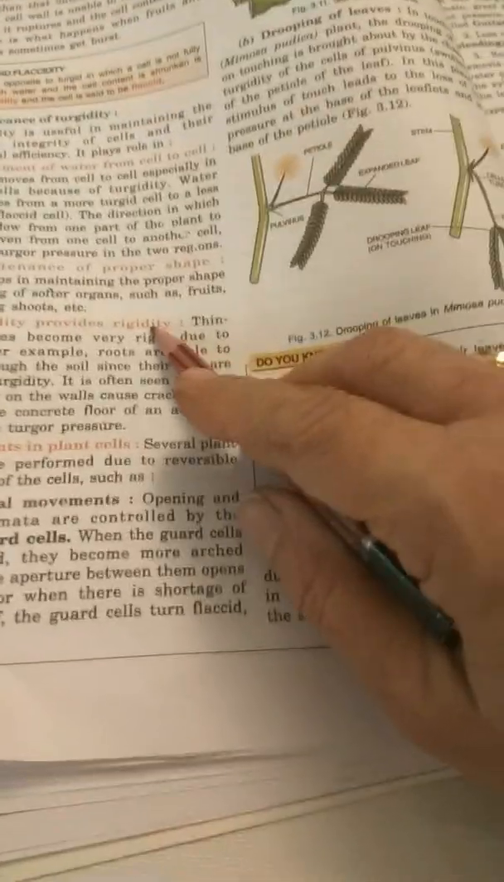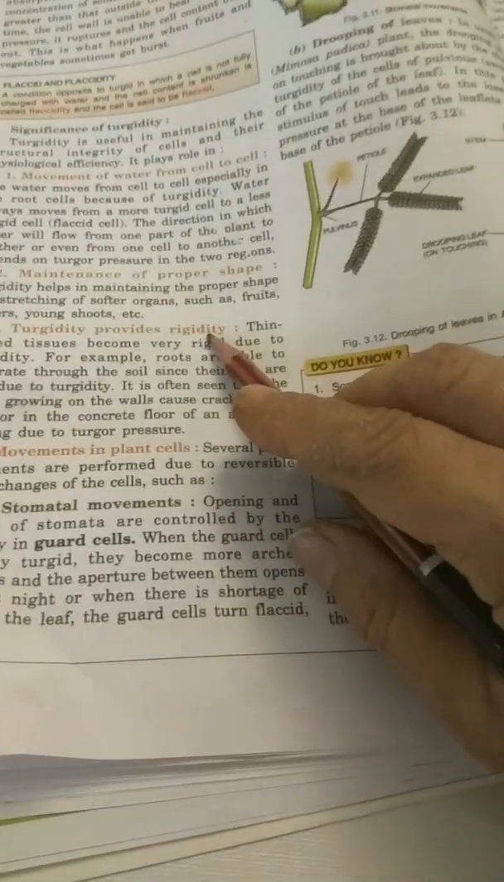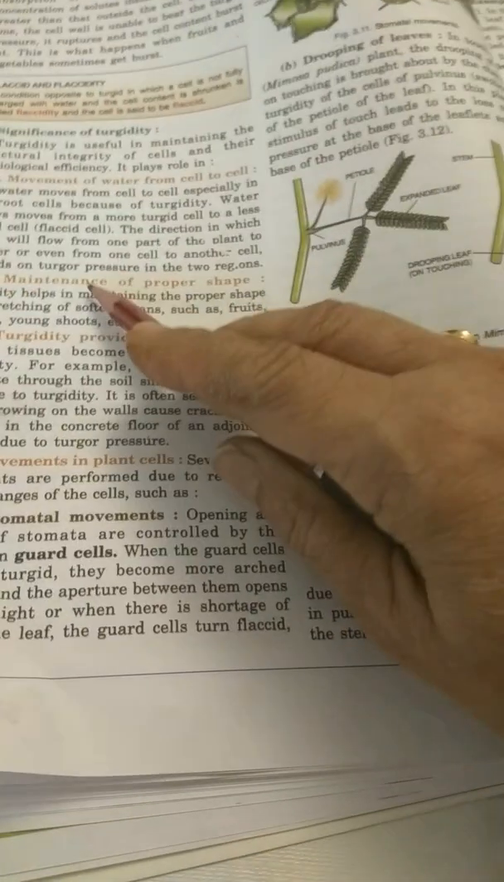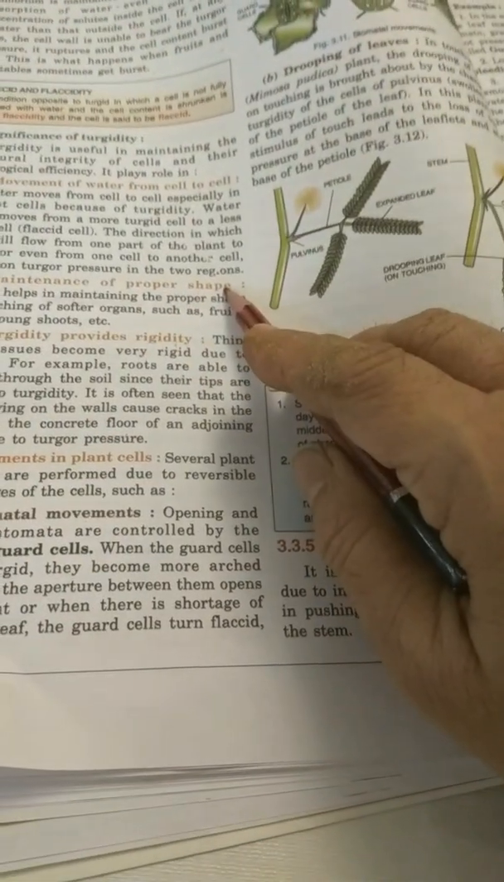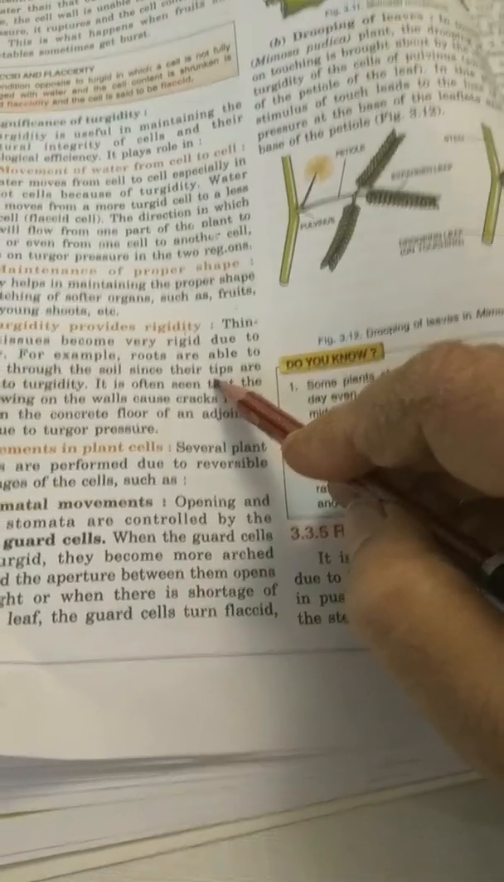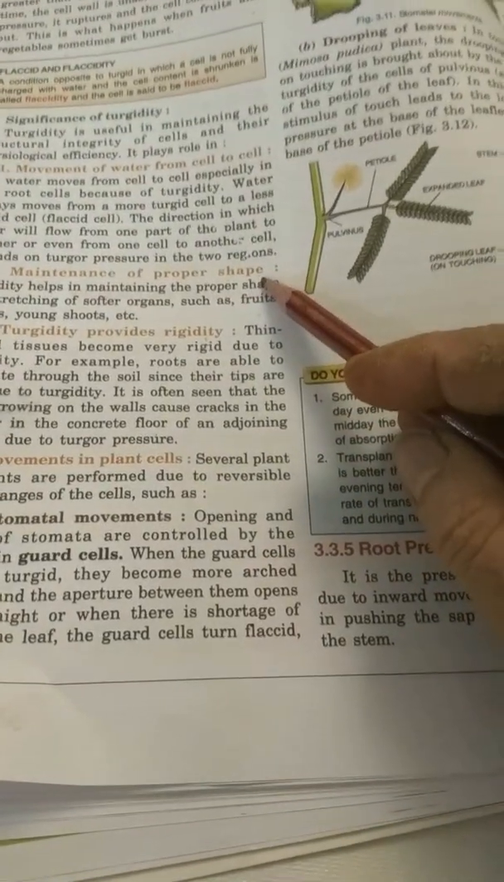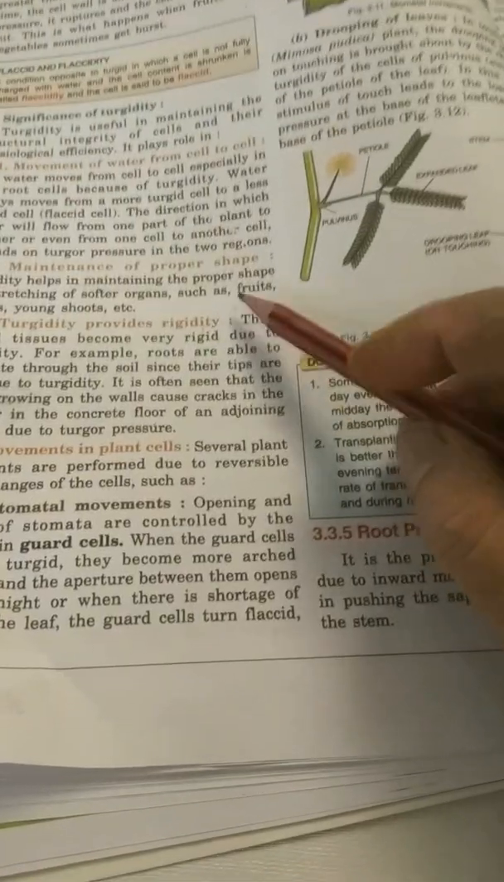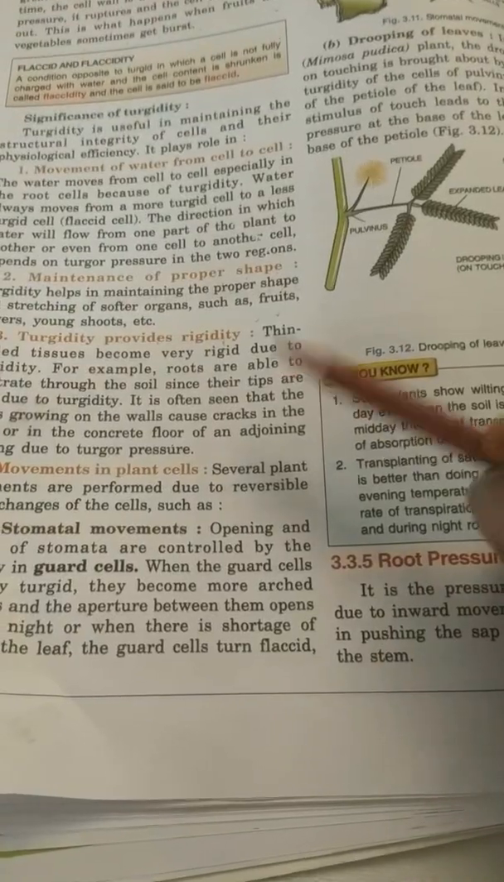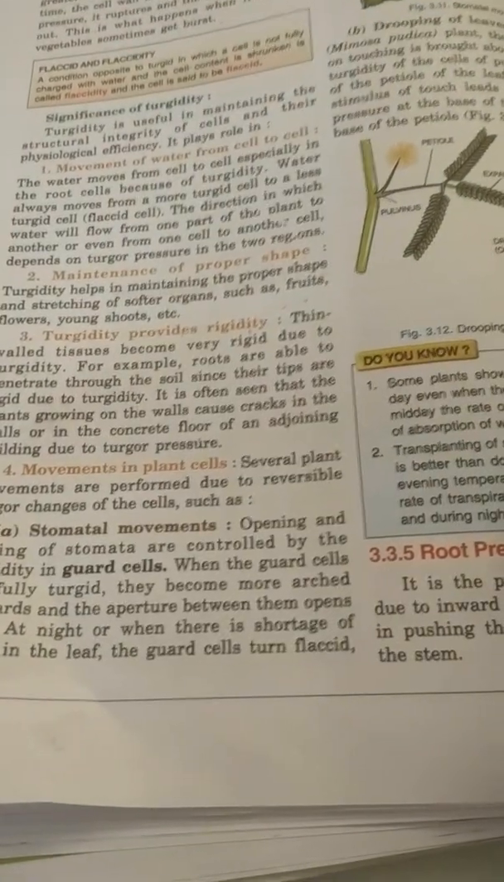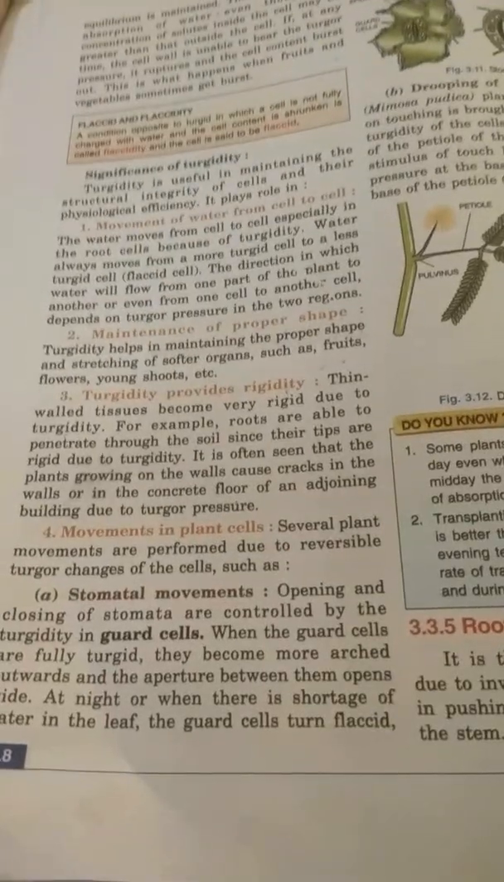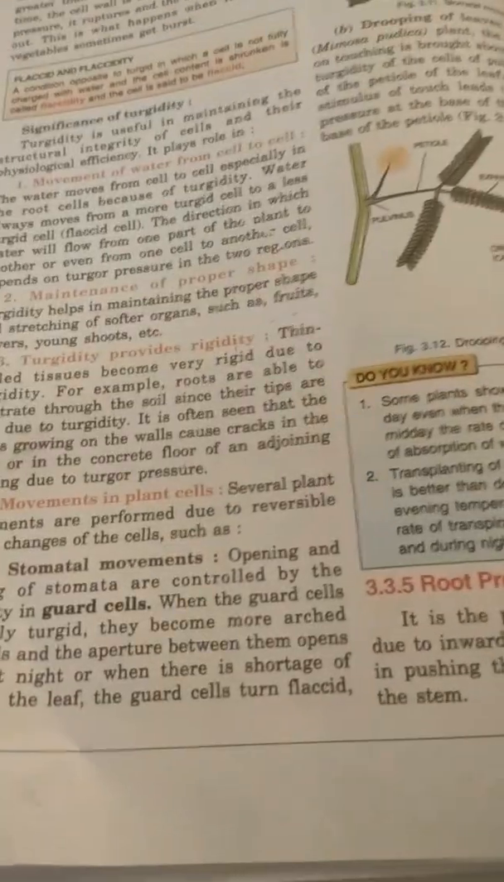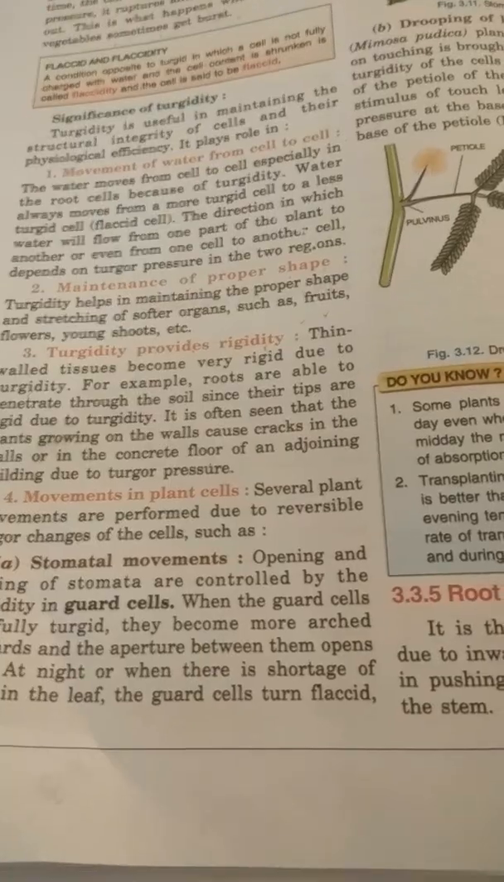Then we come to the next role: turgidity provides rigidity, that is stiffness, to the soft tissues of the plant such as leaves, and also helps in maintenance of the proper shape of the plant parts. Now, how does it maintain a proper shape? When the cells of plant parts like fruits, flowers and young shoots become fully charged with water, turgor pressure will be applied on the cell wall. The cell is fully swollen and thus the shape of that part will be maintained.